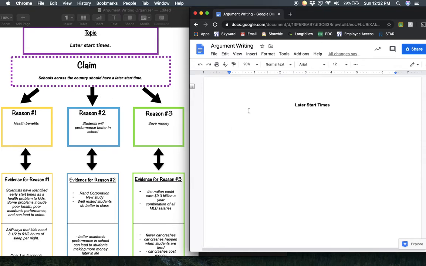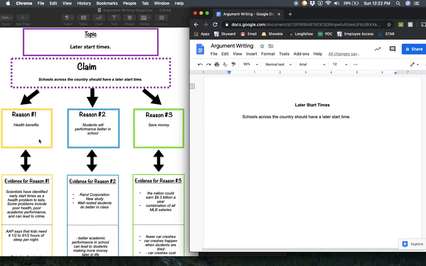Now, I'm going to start by indenting, and my lead, which is always the first sentence of your writing, is going to be my claim. So, schools across the country should have a later start time. That right there, sixth graders, is my claim, but it's also my lead. So, you know that this essay will be about later start times. I'm not going to write any fluffy stuff. I'm going to get right into my reasons and my evidence.